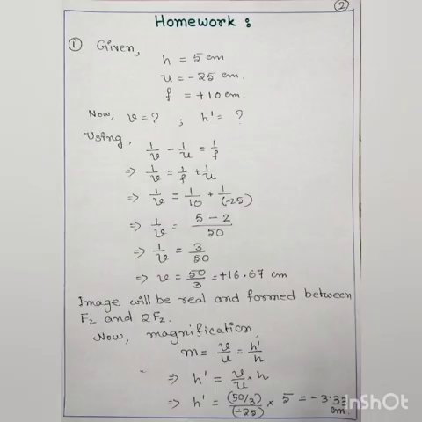Now let us discuss the homework or assignment which I have given in last class. First question was, an object 5 cm in length is held 25 cm away from a converging lens of focal length 10 cm. Draw the ray diagram and find the position, size and the nature of the image formed. Now what are the given informations?